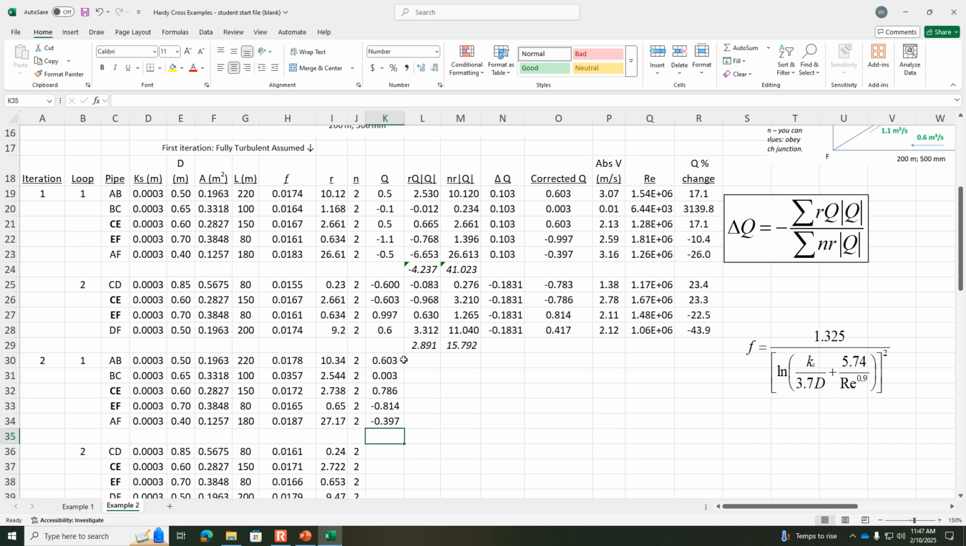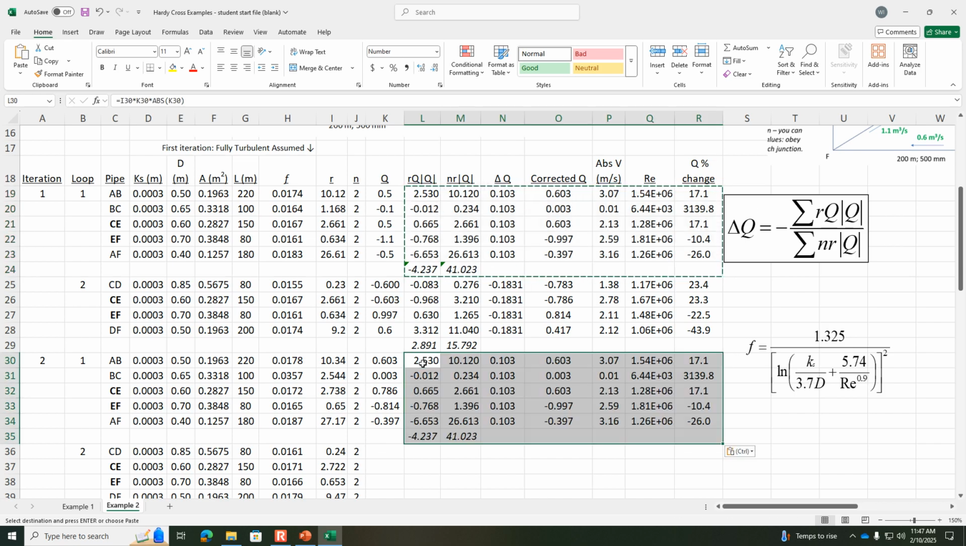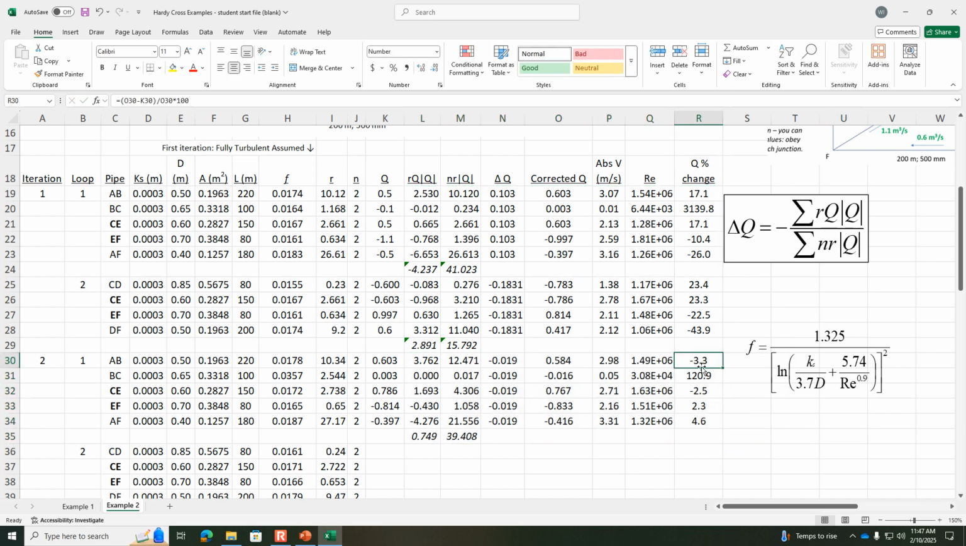So once you've got the flow rates, then you can copy everything else for the entire iteration. All of these other calculations, Control C, but only for loop 1. And Control V. All right. So it's a good sign that my percent changes are getting smaller. That means that the solution is converging.